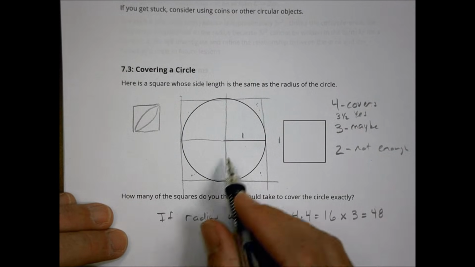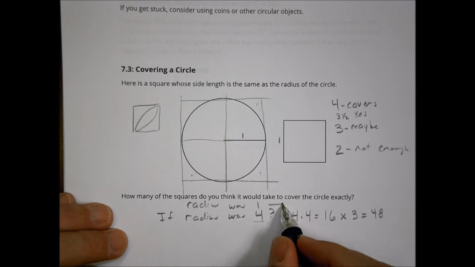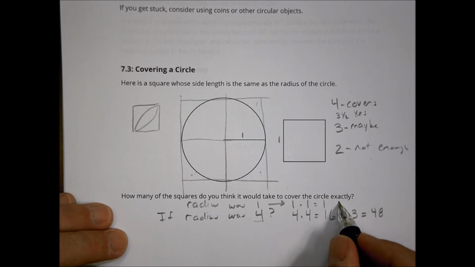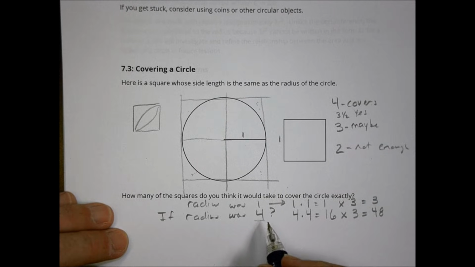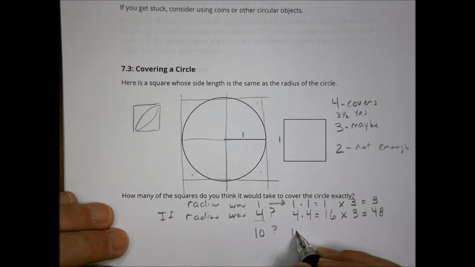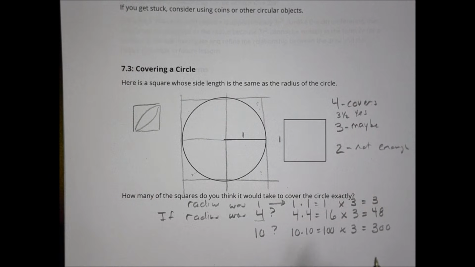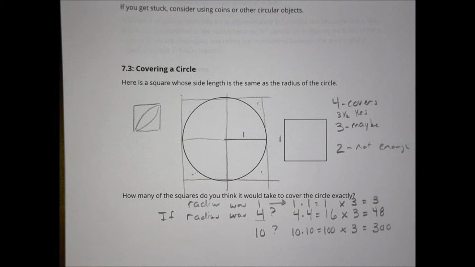Okay, so up here we had a radius of 1, right? When our radius was 1, we took the area of that square, 1 times 1, which was 1, and we multiplied it by 3, and that said it took about 3 squares to cover it. What if the radius was 10? What would we do? If the radius was 10, again, we could take a look at what the area of those squares would be. It'd be about 100, and we multiply that by about 3, and that would tell us that it would take about 300 squares to cover a circle with a radius of 10. Okay, just a little activity there to take a look at.